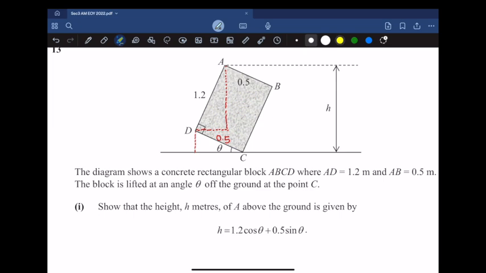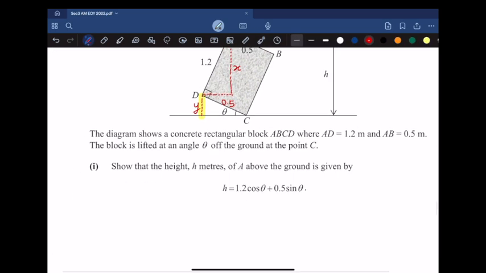This length over here, in this triangle here, is the opposite over hypotenuse. So over here, let's call them x and y to make it clearer. I call this x and call this y, because the height h here is the sum of x plus y. So by this formulation, you can see that sine theta equals the opposite, y, over 0.5. So therefore, y is simply equal to 0.5 sine theta.